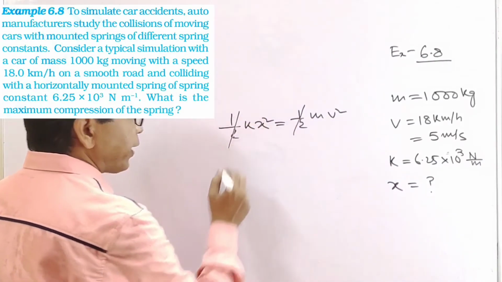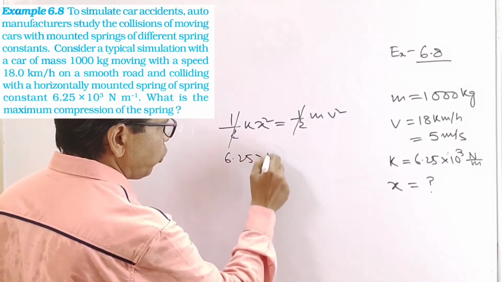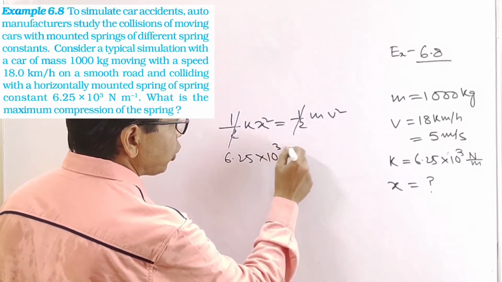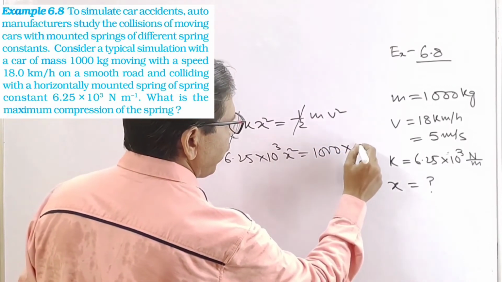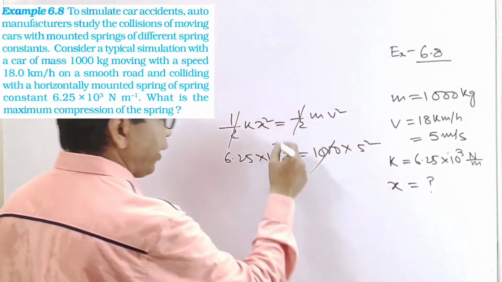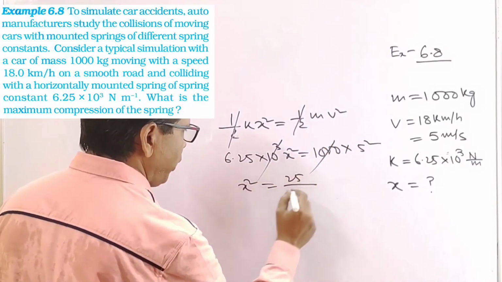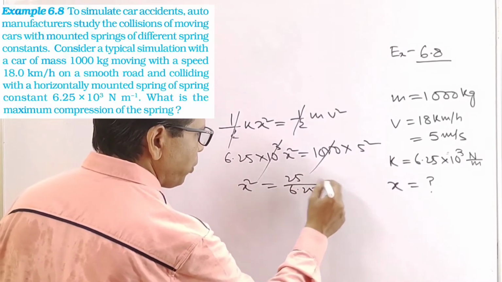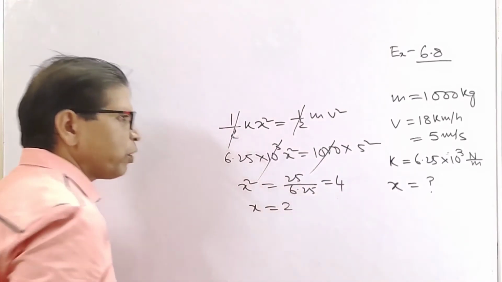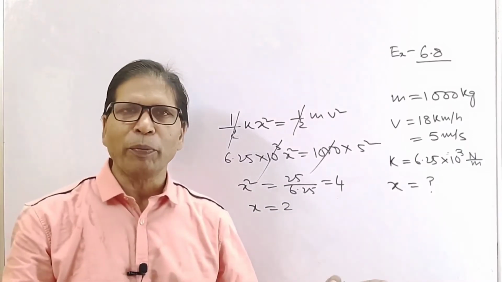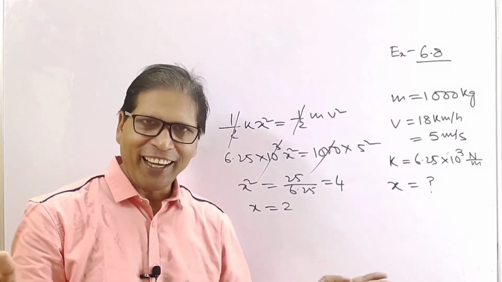Now this and this cancel out. So look at this, k is 6.25 into 10 to the power 3, x square, and this is 1000 kg into v square, that is 5 square. Look at this and this cancel out. So x square equals 25 by 6.25, this is 4. Therefore x equals 2. Therefore the maximum compression of the spring system is 2 meter. Okay.